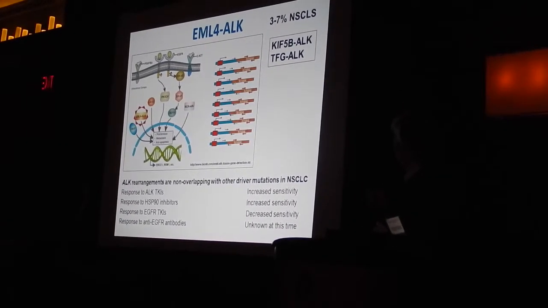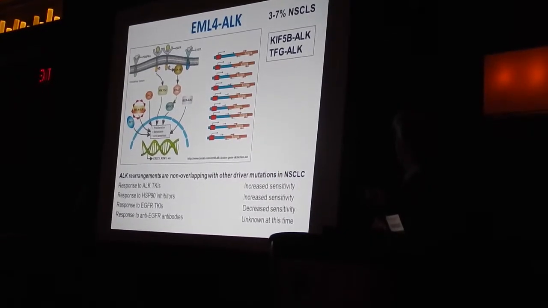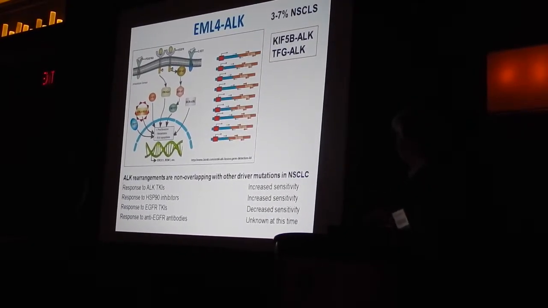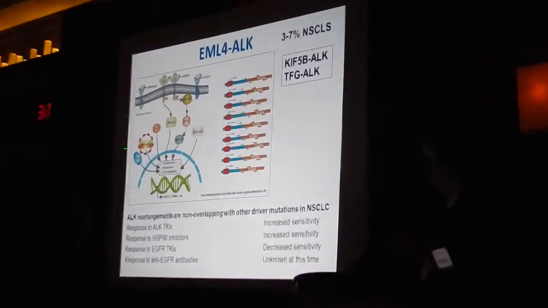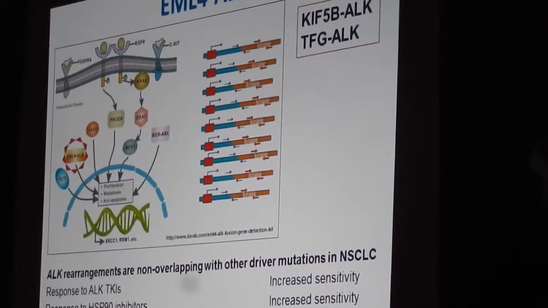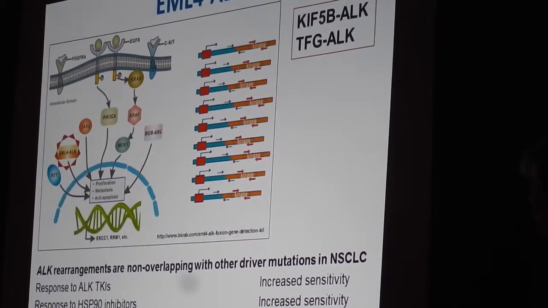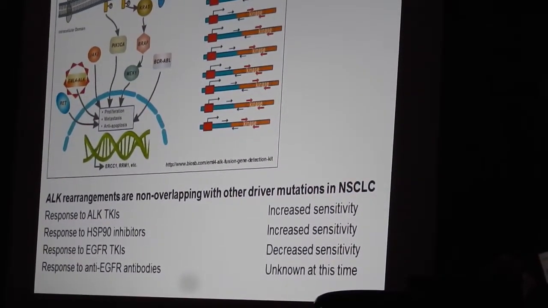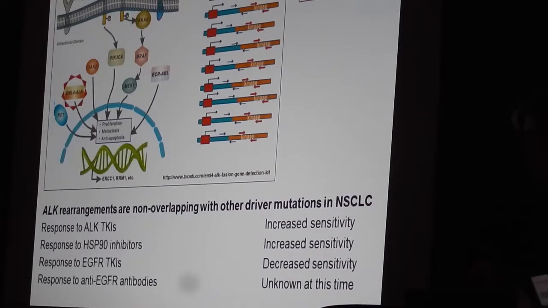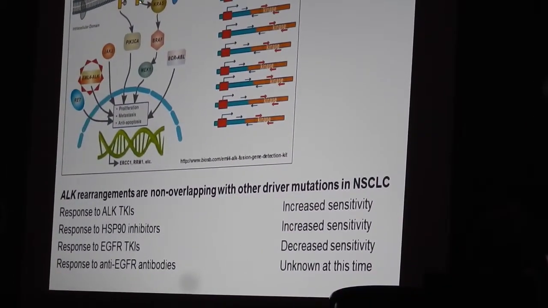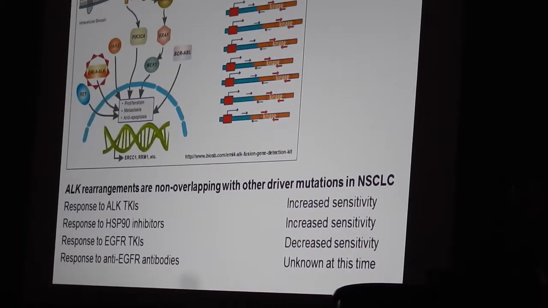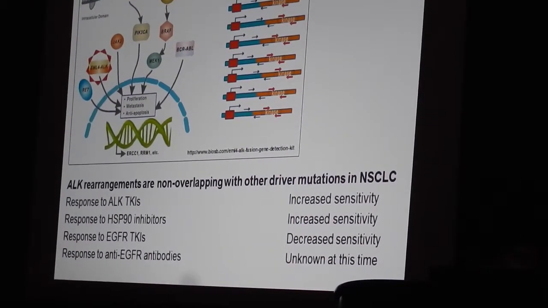Less commonly, ALK is fused with KIF5B and TGF. This is important because there are ALK inhibitors, and so the presence of one of these translocations predicts increased sensitivity, and it also predicts decreased sensitivity to EGFR inhibitors. And there are other classes of inhibitors such as HSP90 and anti-EGFR inhibitors, and the presence of EML4-ALK or these other fusions could influence the prediction of sensitivity to those.